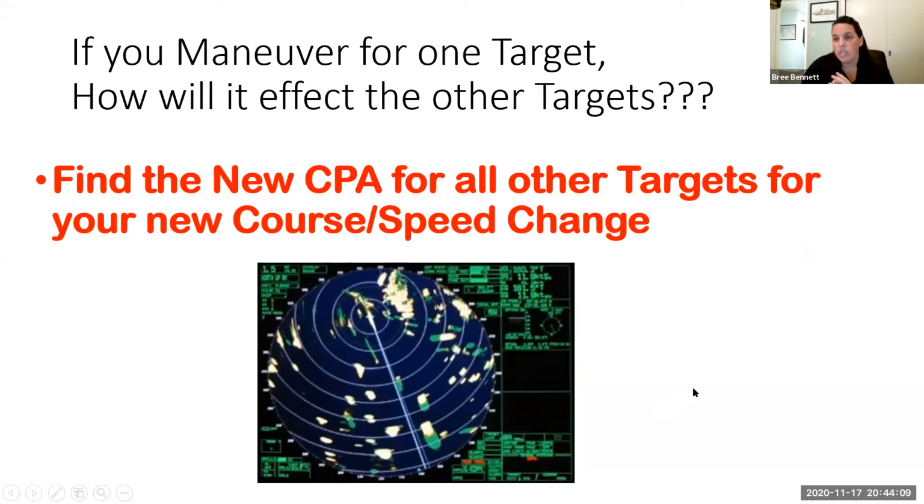So if we figure out which target is the most dangerous, and we decide we've done everything we've been practicing, right? We've plotted our new course and we know how to safely avoid it and let them pass ahead of us. How will that course change affect the other targets around us? So we need to plot a new CPA for all of the other targets so we can determine, am I turning in front of another ship? Is this maneuver going to make a bad situation or another risk of collision with another ship? So after we do this whole first triangle, second triangle of what we did on the quiz today, our next step is figuring out what the CPA is for all of the other targets with our new course change or speed change, whatever we decide to do.